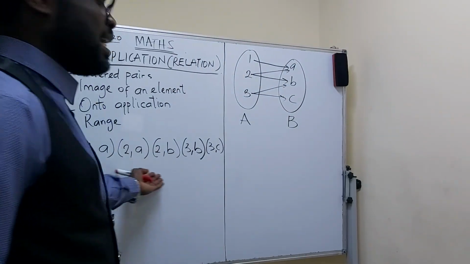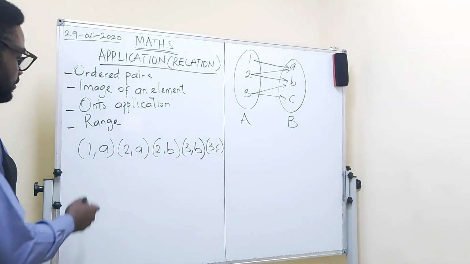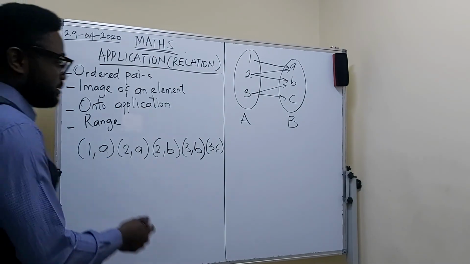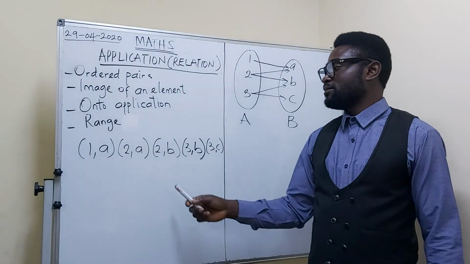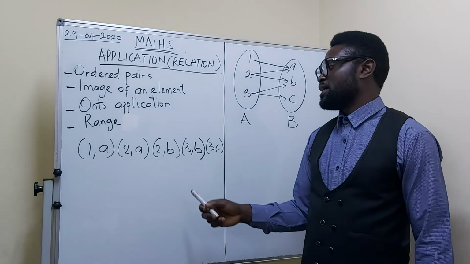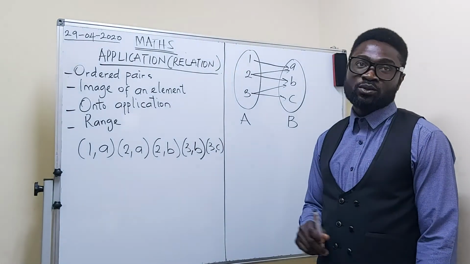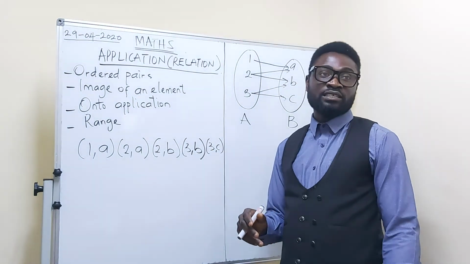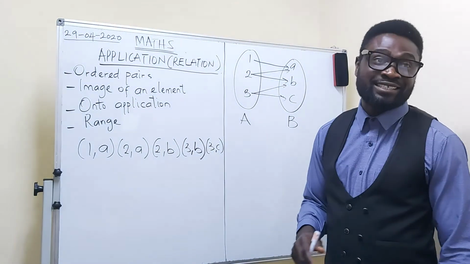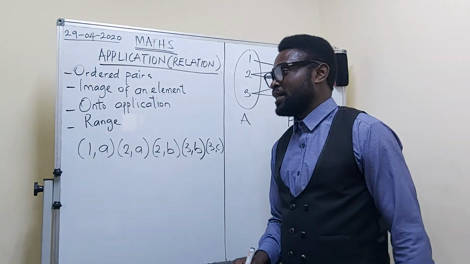Now, this is an ordered pair. You can see on the board, 1 binds with A, 2 binds with A, 2 binds with B at the same time, and 3 binds with B and C as well. So that is that about ordered pairs. I want to believe none of you should be asking me questions about ordered pairs because I've made it very simple right now.